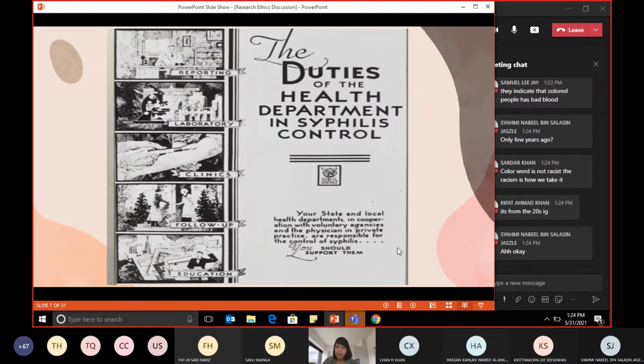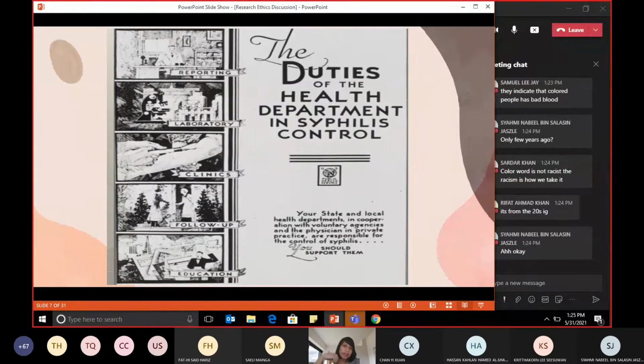You should support them. So do you think it is wrong to state that? Do you think something is wrong with this poster, or with this document? When you refer to the phrase, you should support them, what do you think? You are now thinking critically. Do you think you are going to be triggered by that phrase? Will that trigger you? You should support them.